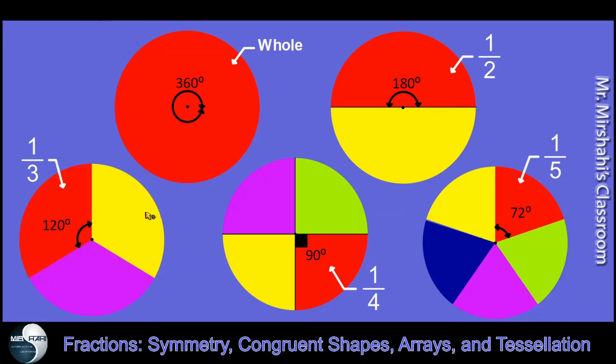Let's go back. You can see they're the same. And 1/5 of 360 degrees is 72 degrees. So that's 1/5 of the circle. Let's move on to the next page.